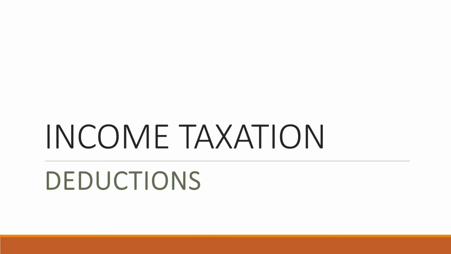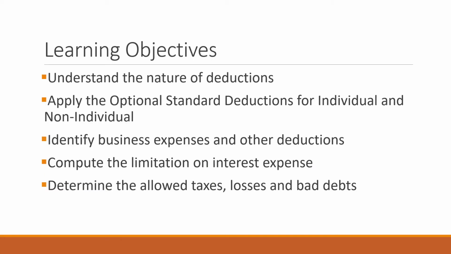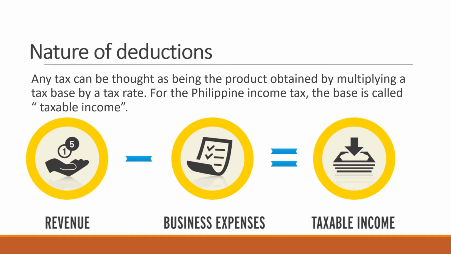Good day everyone. Today we will continue our discussion about income taxation, particularly deductions. From our previous lessons, we have talked about the revenue or the gross income of a taxpayer. Before arriving at the taxable income of a taxpayer, we need to consider what we call allowable deductions. Especially when a taxpayer is engaged in trade or business, we need to consider its business expenses.